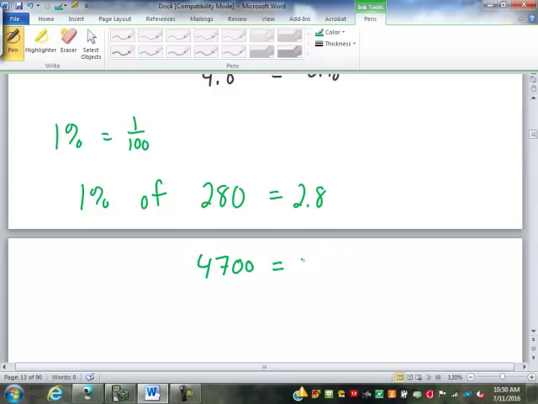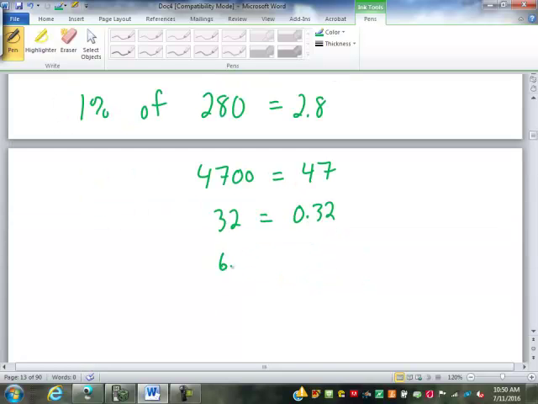1% of 4,700 would be 47, right? 1% of 32 would be 0.32. Good. 1% of 6.8 would be 0.068. Good. So finding 1% of something is just moving the decimal point two spots, or dividing by 100.